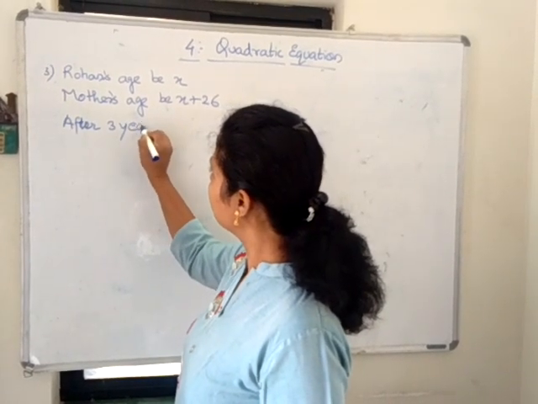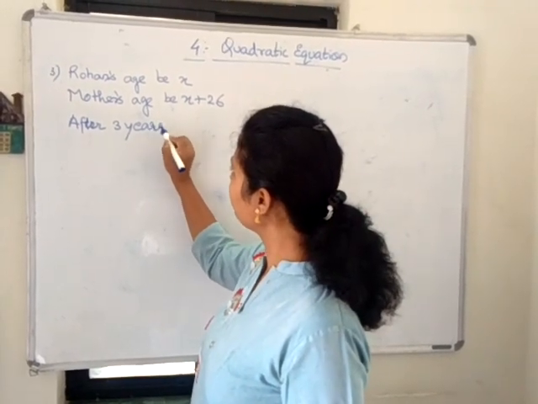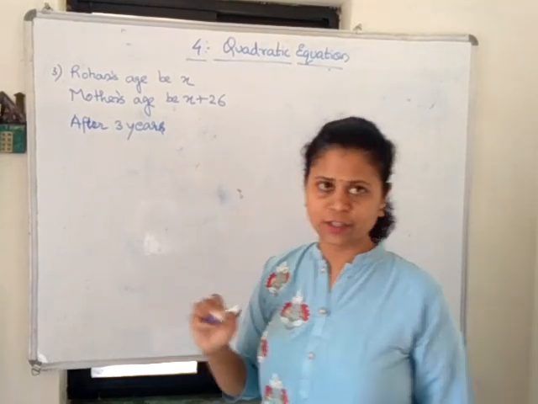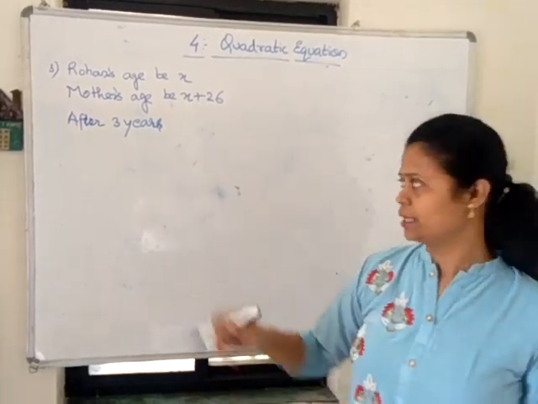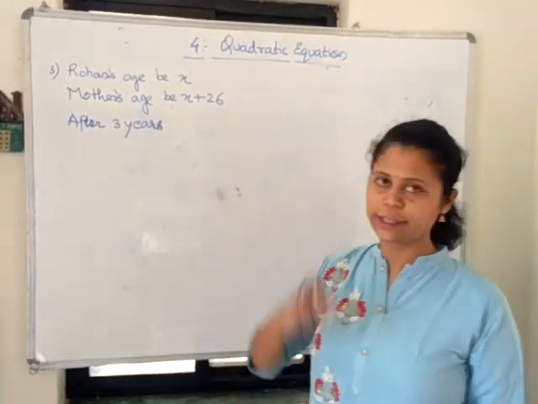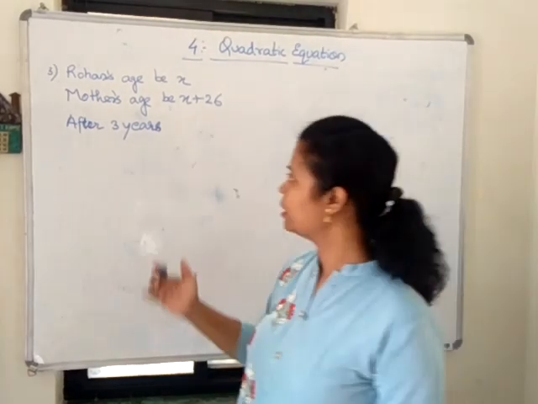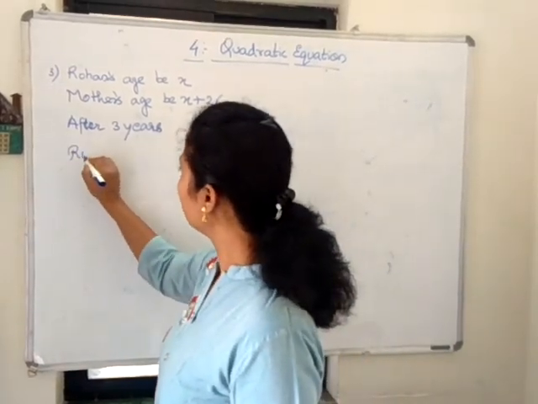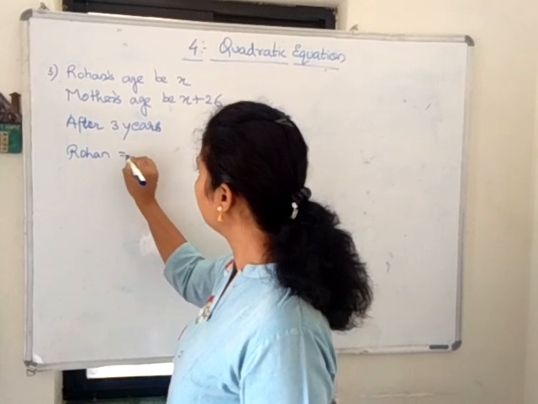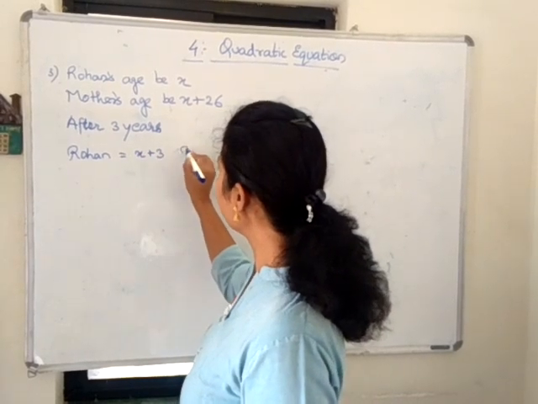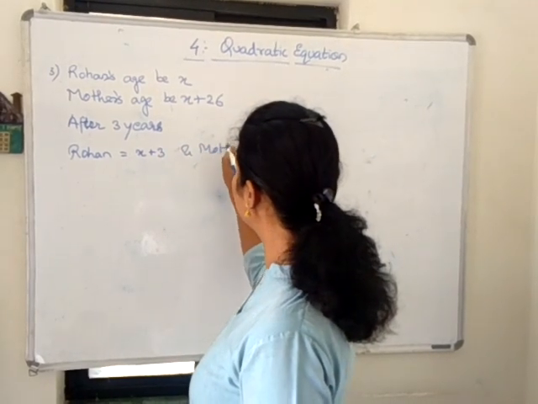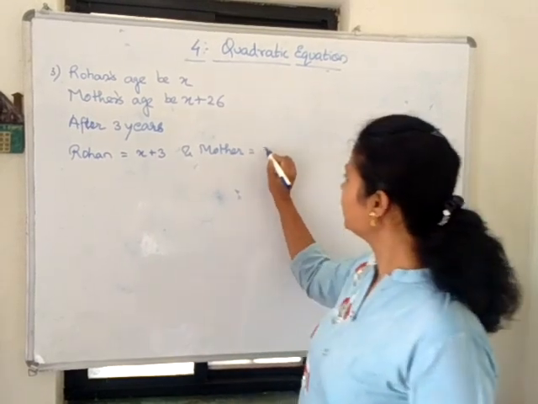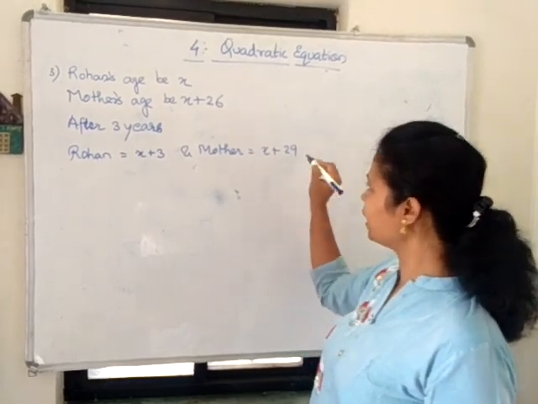After 3 years, what will be your age? Whatever your age is now, plus 3. Means if you are 10 years now, so 10 plus 3, you will be 13 years. After 3 years, Rohan will be x plus 3 and mother will be x plus 29.